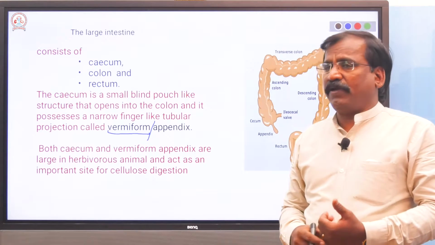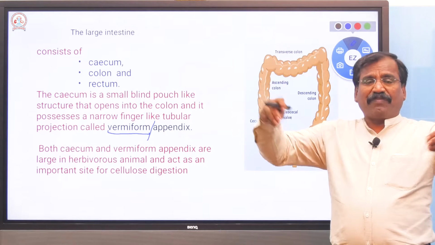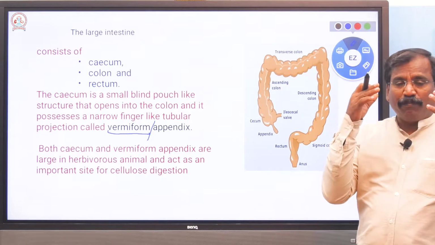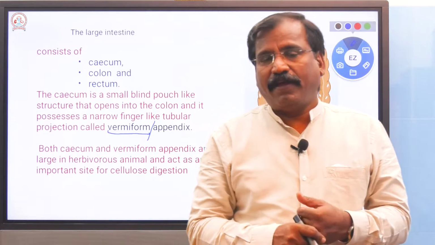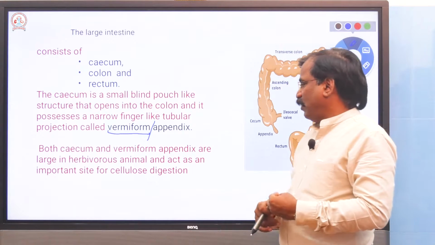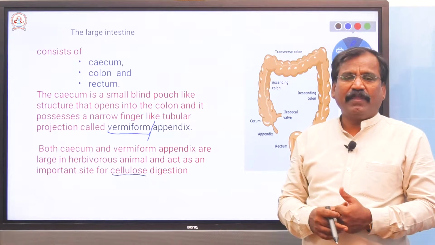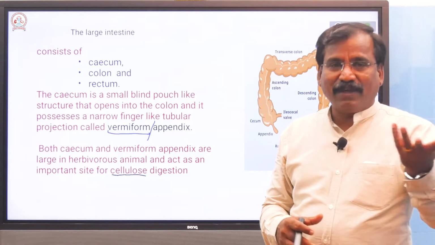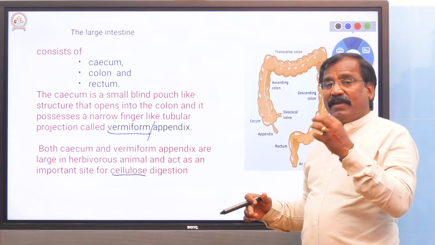But in herbivorous animals like goat and cow, the appendix is elongated, long and functional. Some symbiotic bacteria reside there, and they produce the enzyme called cellulase, which digests the cellulose of plant material, since the cell wall is made up of cellulose. I have studied botany.